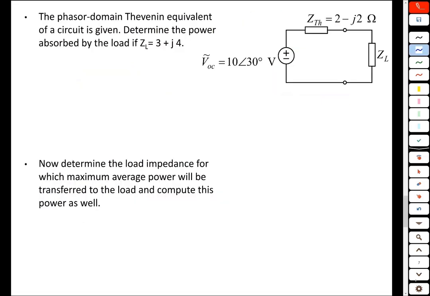This page has a couple AC power problems, so we're basically given the Thevenin equivalent of a circuit here on the left, and it's driving a load ZL. So in the first part of the question, we're asked to determine the power absorbed by the load if the load is 3 plus J4 ohms.